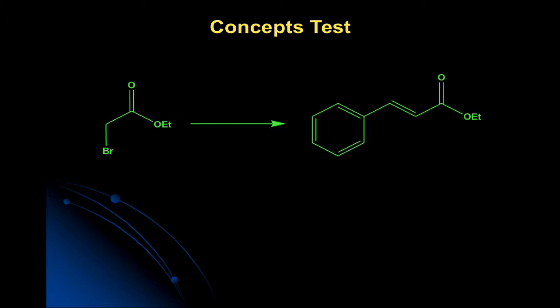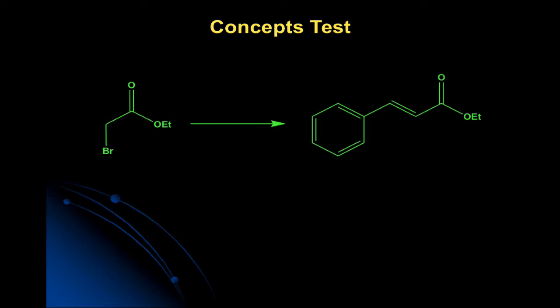What's Ph mean? It's a phenyl group, so I need PPh3. What is that? Triphenylphosphine. I do the SN2 chemistry. I get the Wittig salt, as we call them, or the phosphonium salts.